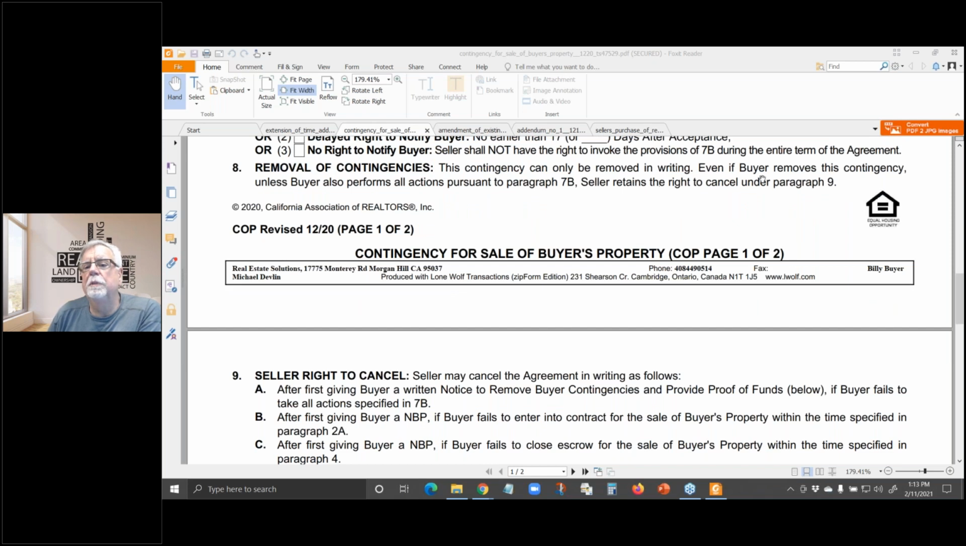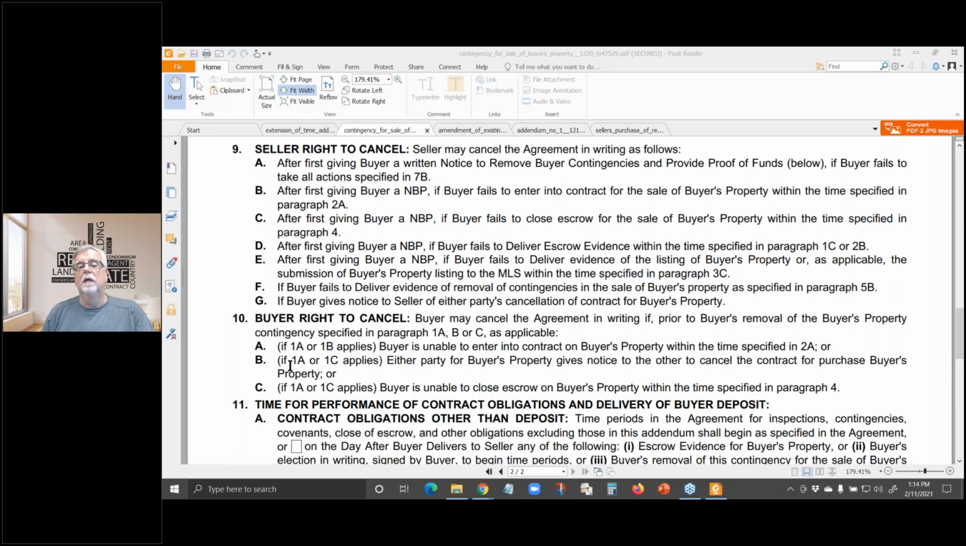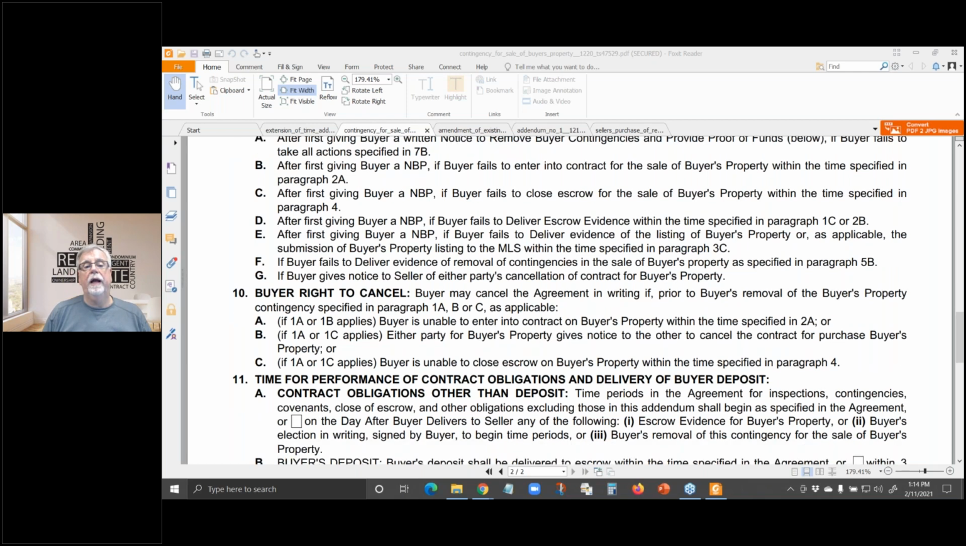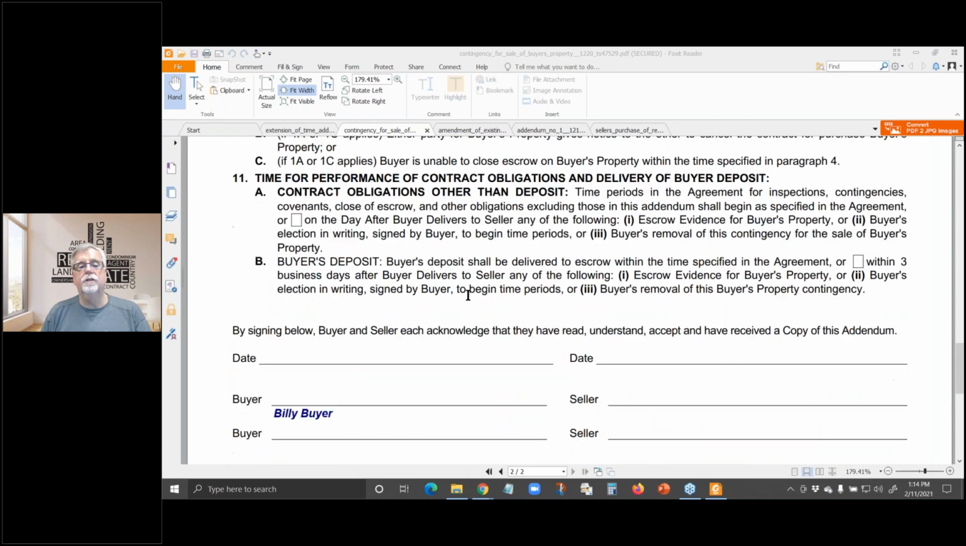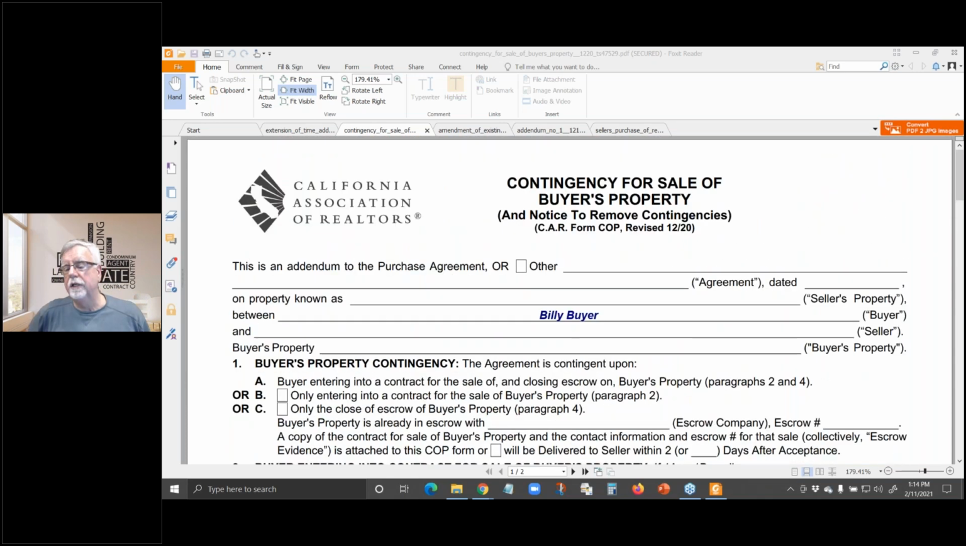This contingency can only be removed in writing. Even if buyer removes the contingency, unless buyer also performs all actions, seller has the right to cancel. So here is the seller cancellation right. They give the buyer notice to remove contingencies and provide proof of funds. If they don't do it, they can cancel. They give the buyer a notice to perform. They don't perform, they can cancel. And then the buyer has a right to cancel if they are unable to enter into contract within the time period specified. And then there's more about that, other obligations, and I don't know. I'm tired of talking about this form because this is the wrong way to do it.